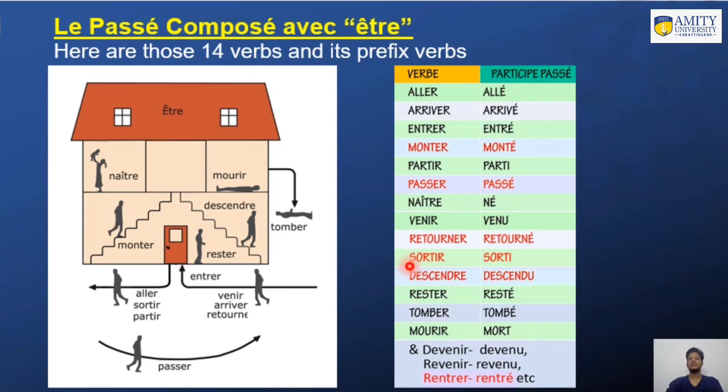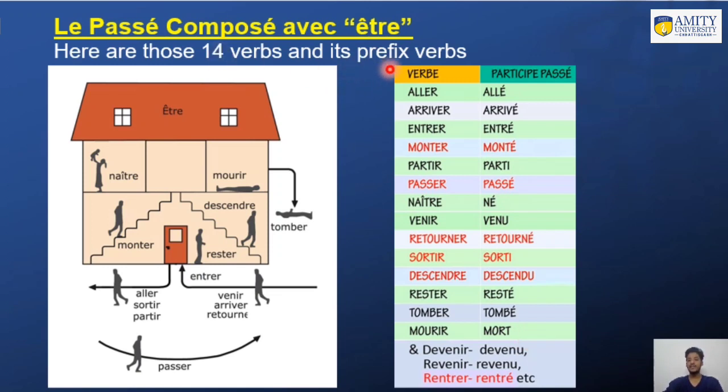Sortir, third group, irregular verb, sorti. Descendre, ending is dre, so it will be du, descendu. Rester, er ending, so er replaced with é, resté. Aller, er ending, er replaced with é, allé. Mourir, third group, irregular verb, mort. Mourir, mort.